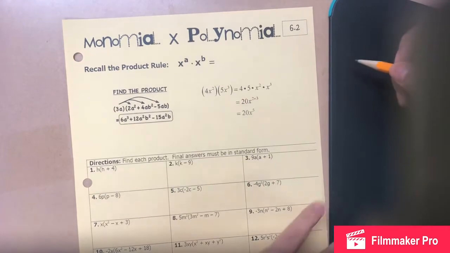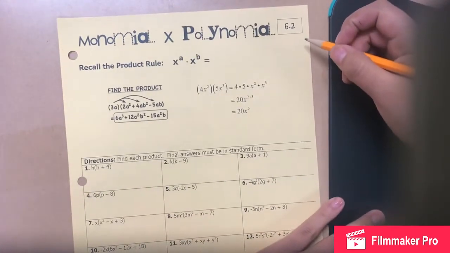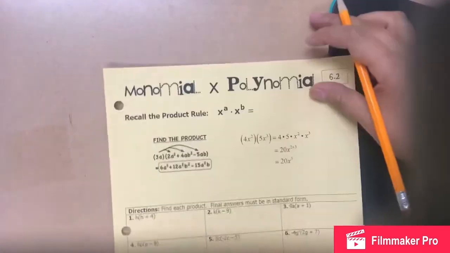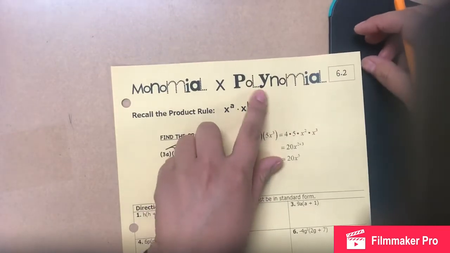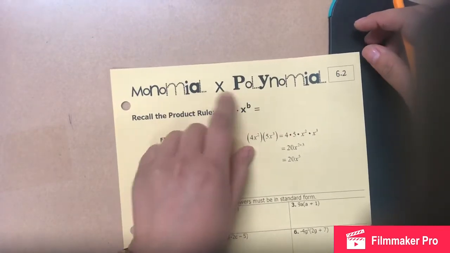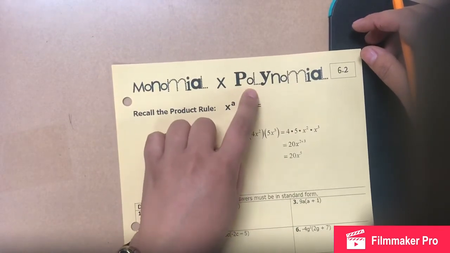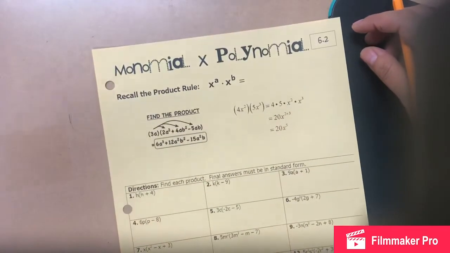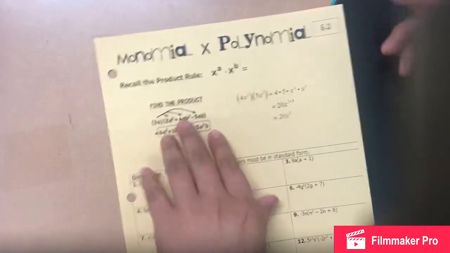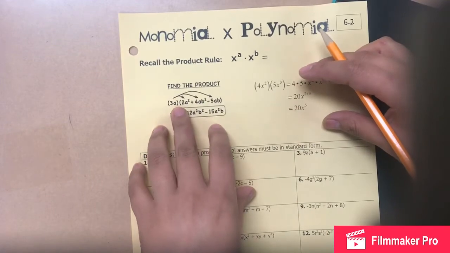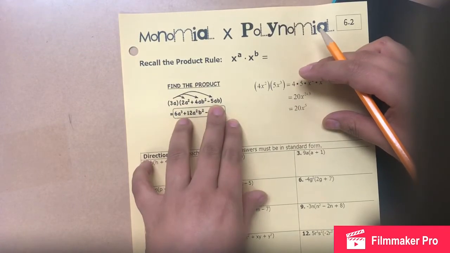Okay, so in this lesson, we are going to learn how to multiply a monomial by a polynomial. Remember, a monomial is one term, and a polynomial is two or more terms. So we're going to use the distributive property while we're doing this. Anything outside the parentheses is going to be multiplied times everything inside the parentheses.